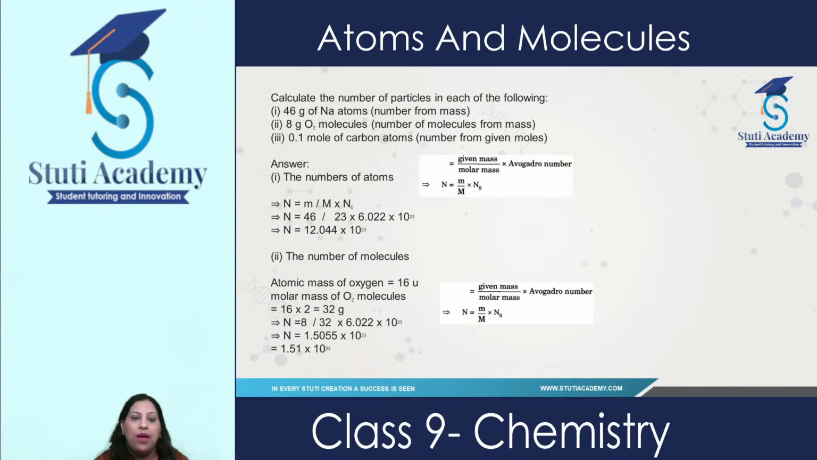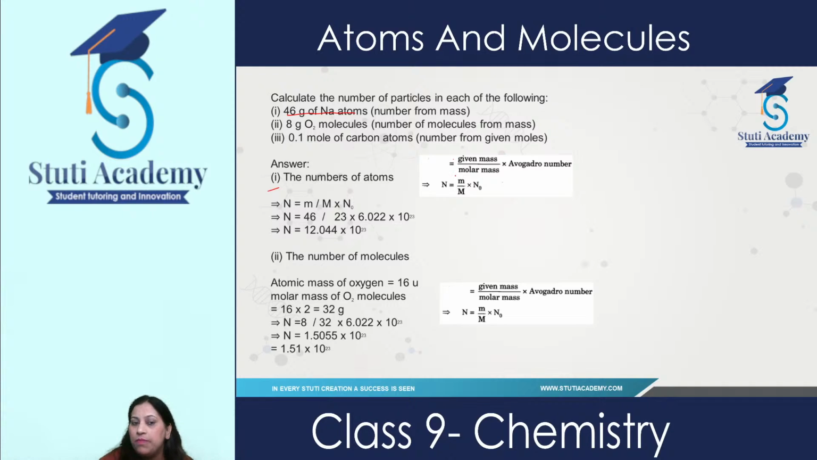Then calculate the number of particles in each of the following. The first is 46 grams of sodium atoms. So first I'll find out the number of particles in 46 grams of sodium atoms. Number of atoms: the formula is given mass upon molar mass multiplied by Avogadro's number.